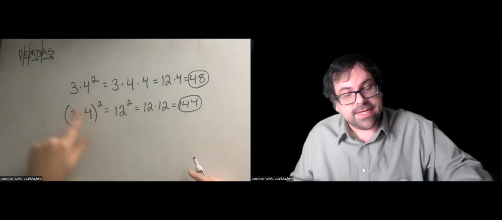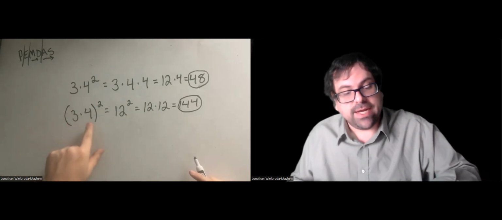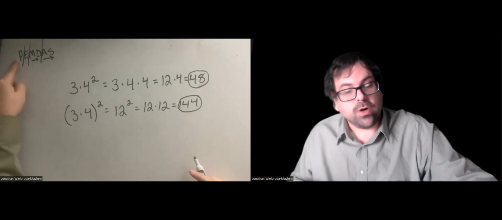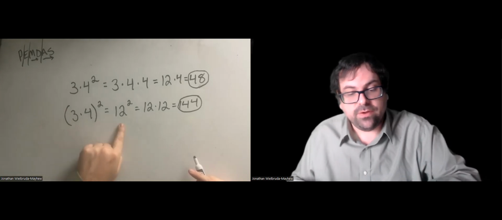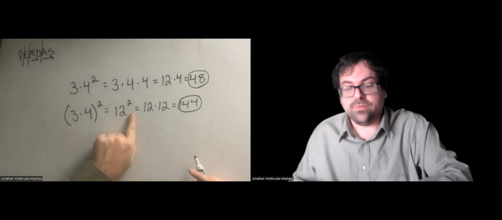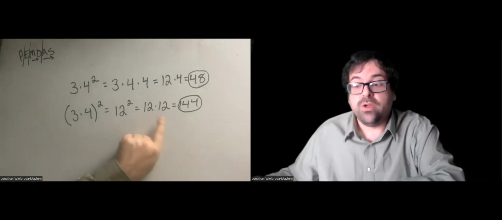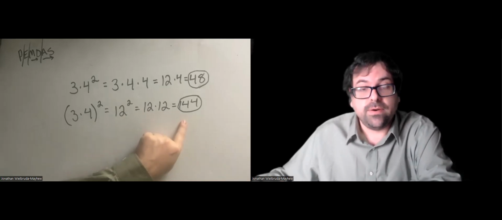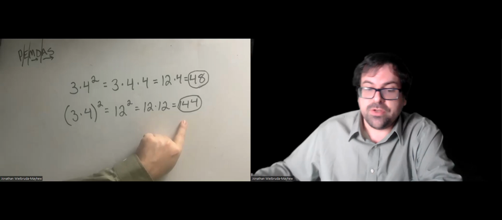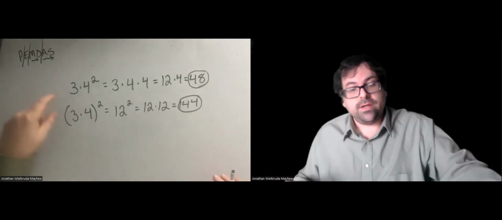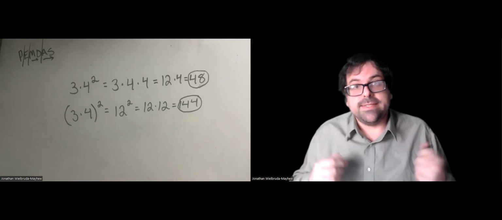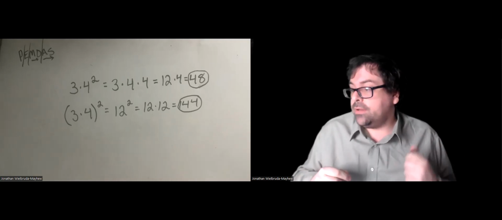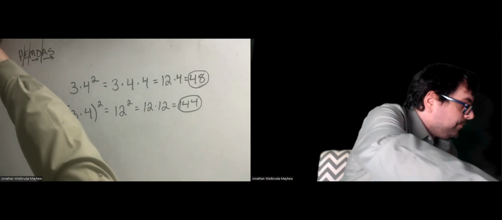Here, the parentheses group the 3 times 4 together. We work in parentheses first. 3 times 4 is 12. So we have 12 squared, which means 12 times 12, which means 144. So 2 very different answers. The only thing that's changed in the problem is parentheses are in one, but not the other.